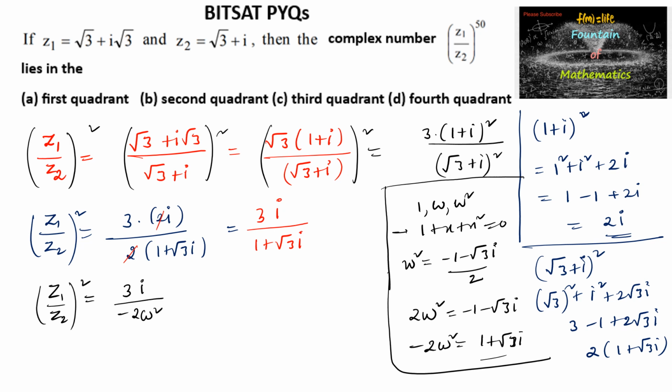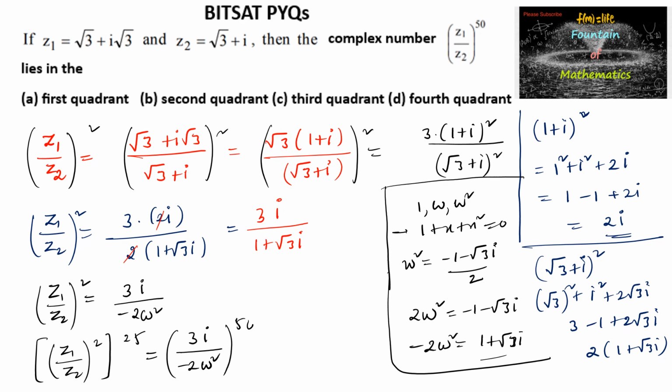Now let us consider (z1 by z2) whole power 50, that is whole square to the power 25. So (z1 by z2) whole square whole to the power 25, which comes to 50, is equal to (3i divided by minus 2 omega square) whole power 50. That is 3 power 50 into i to the power 50 divided by minus 2 to the power 50 into omega to the power 100.